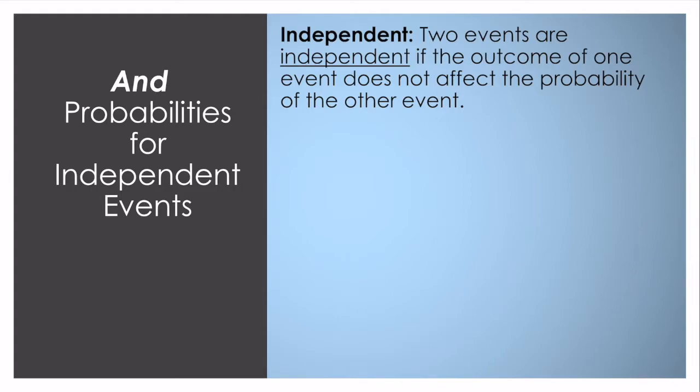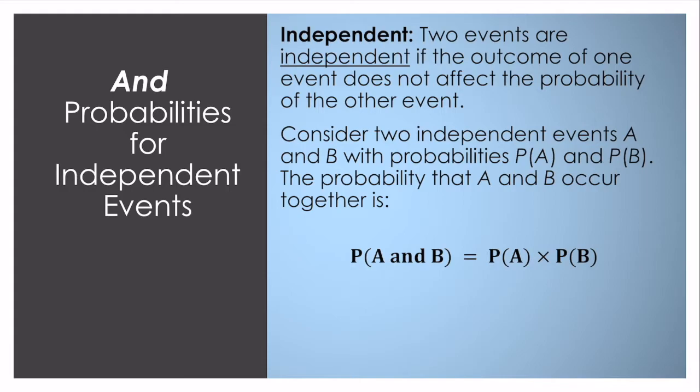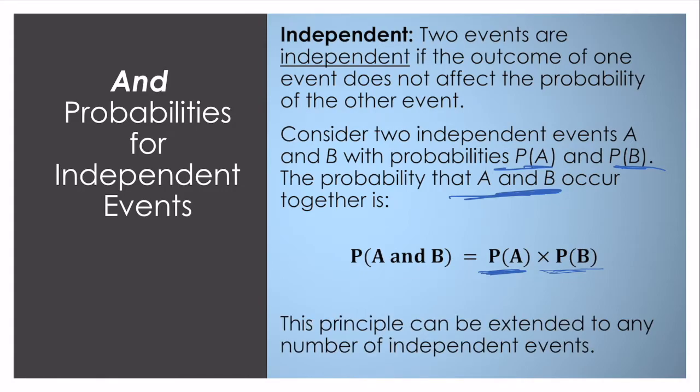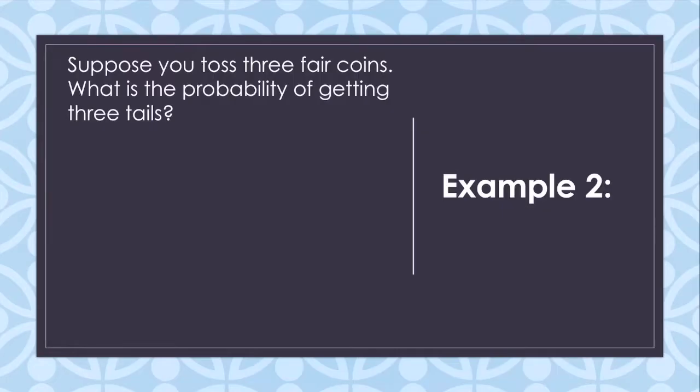When 2 events are independent, so for example, me rolling a die and then me rolling another die, those 2 events don't affect each other. The outcome of one event doesn't affect the other. Then if I have 2 independent events, the probability that they both occur together is the probability of the first event occurring times the probability of the second event occurring. And this principle can be extended to any number of independent events. The key takeaway is this is and for independent events.